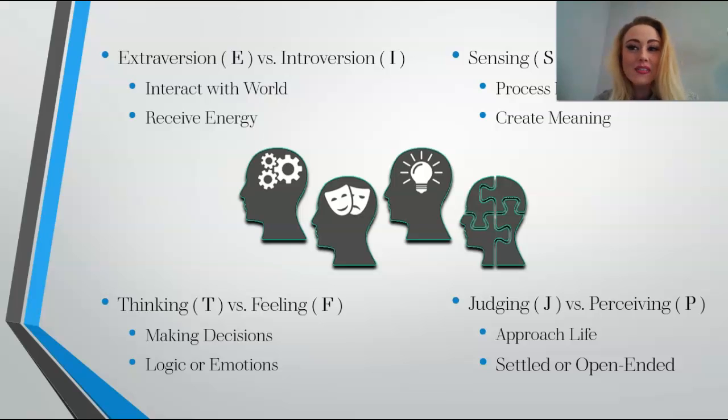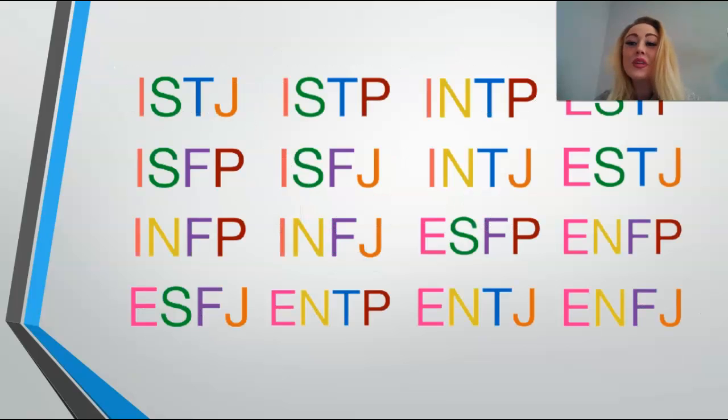Judging versus perceiving, J versus P, this section deals with how you approach the outside world. Judging is not to be confused with side-eye and gossip. If you are judging, you approach the world in a planned, orderly way, preferring structure and firm decisions. Perceiving people are more open, flexible, spontaneous, and adaptable. Your natural preferences in these 4 areas sort you into one of 16 distinct MBTI personality types.